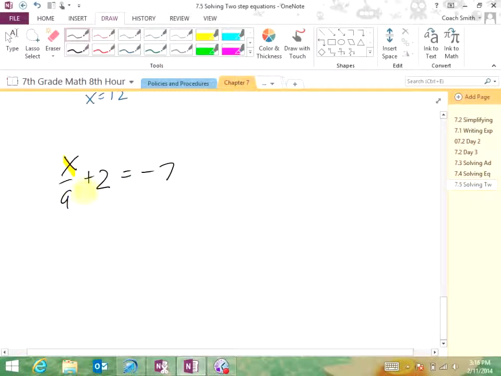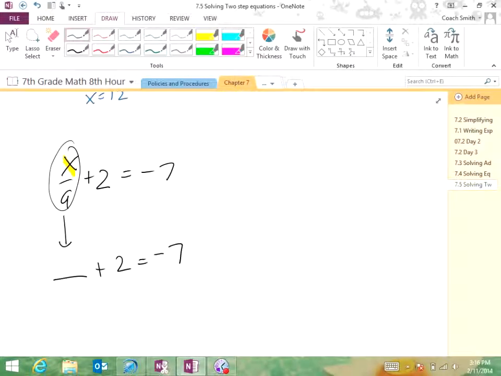So what I'm saying is this right here is a blank. And I'm going to add 2 to it, and I'm going to get negative 7. So what number can I add 2 to and get negative 7? First of all, can you add 2 to a positive number and get negative 7? No. Negative 9. So we know that has to be negative 9. Okay? That blank that is represented by x over 9, we know it has to be negative 9.